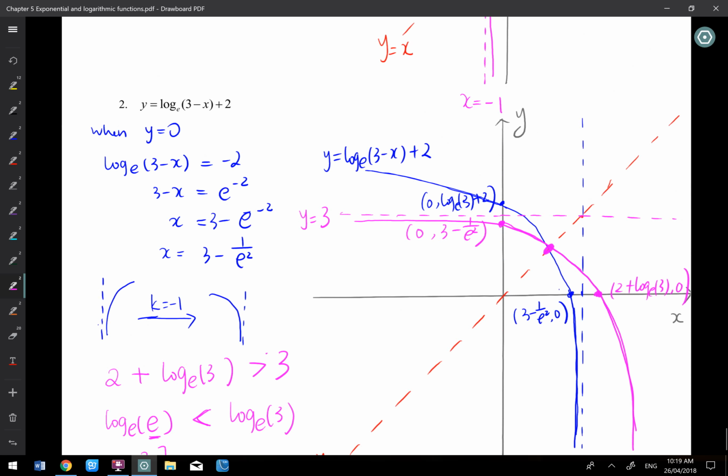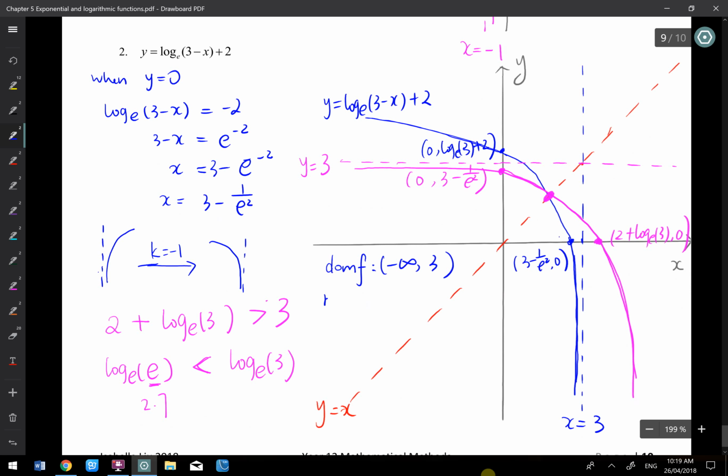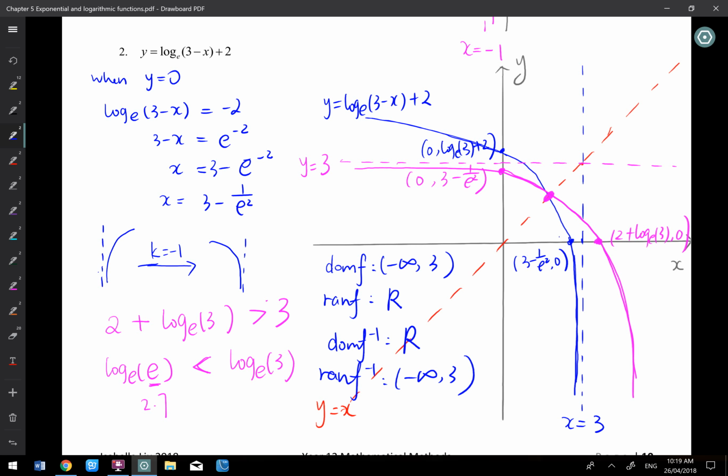And if you want to find the rule, let's talk about the domain and range. The domain for function f is minus infinity to 3, exclusive, but the range for the logarithm will be R. So therefore the domain for the inverse will be R, but the range for the inverse will be minus infinity to 3. That's the domain and range.